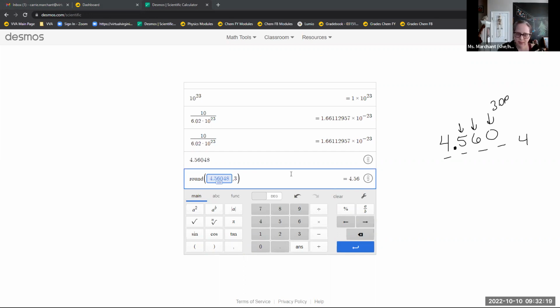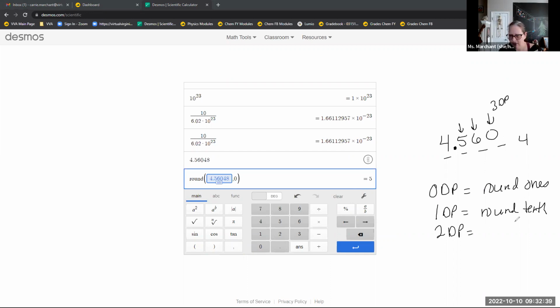Will it do 0 decimal places? Absolutely, it will do 0 places. Okay, and 0 decimal places is the same as rounding to the nearest ones. Okay, 1 decimal place is the same as rounding to the nearest 10th. 2 decimal places, rounding to the nearest 100th. Okay, so lots of information in there.